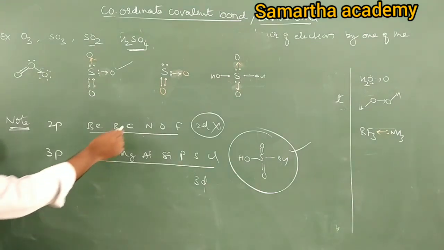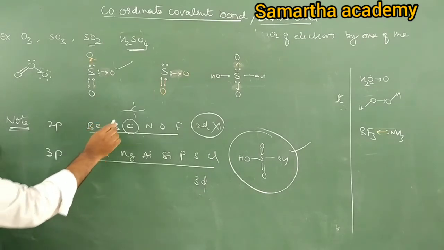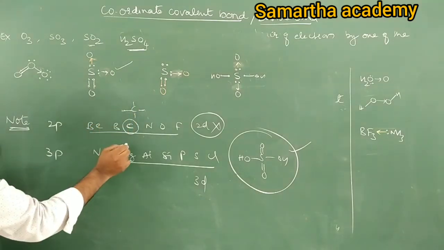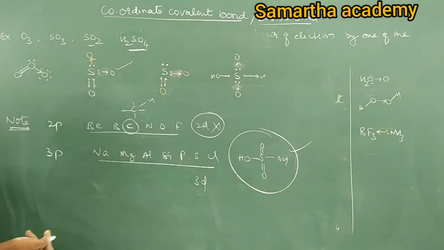For example, carbon can form only 4 bonds. It means there are only 8 electrons. Can you write a 5th bond here? Not possible, because it cannot expand.